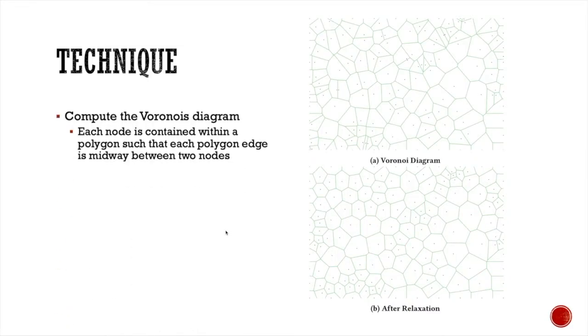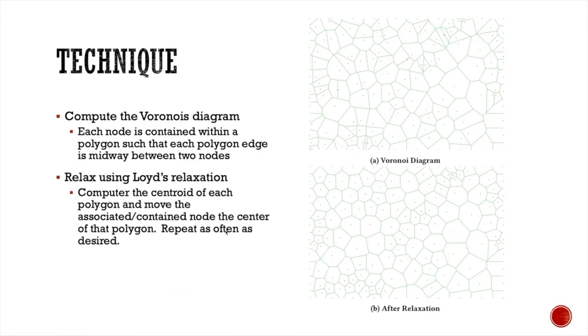After we do this, we compute the Voronoi diagram of the point samples. In the Voronoi diagram, which is the complement of the Delaunay triangulation, we see that each node is contained within a polygon, and each polygon is formed such that each edge of the polygon is exactly midway between the two nodes that it connects, or the two, I should say, points that it connects.